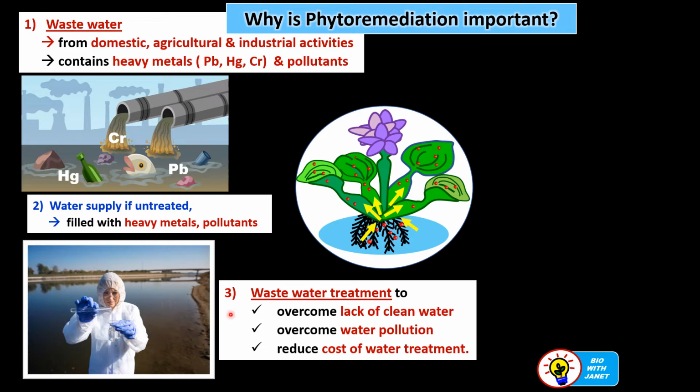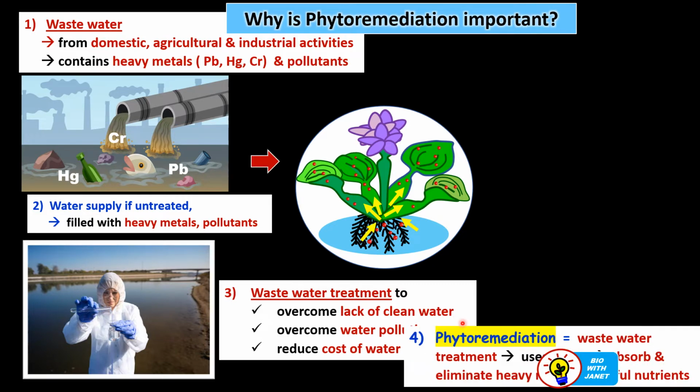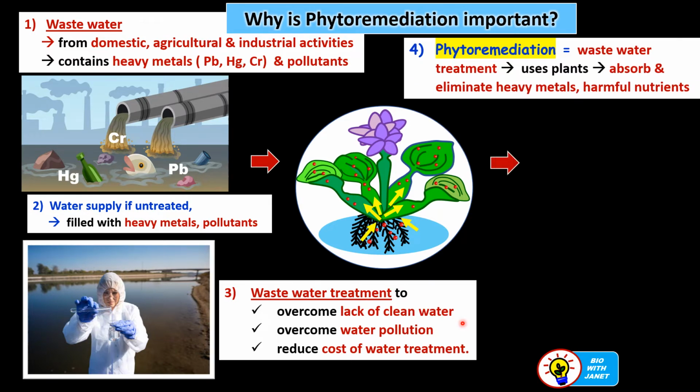So we need to come up with new methods of wastewater treatment, such as phytoremediation, to overcome the lack of clean water and also to overcome water pollution in the lakes and rivers, and also to reduce the rising cost of water treatment. So phytoremediation is one of the ways that we can tackle this issue, okay? That we can reduce the problem of water pollution.